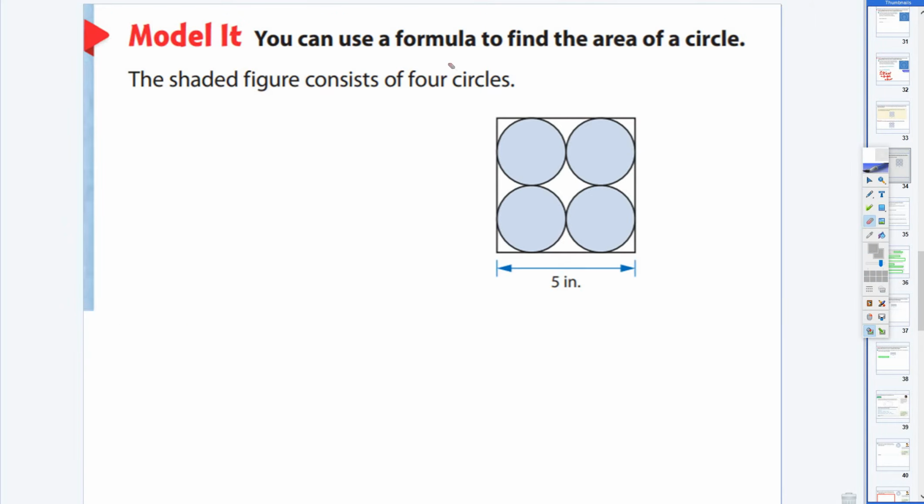Let's model it. You can use a formula to find the area of a circle. The shaded figure consists of 4 circles. So think about that again. If the diameter is 2.5 inches, think about how you would find the area of one of these circles. So take the formula area equals pi r squared. Alright, we don't have the area. Pi stays pi. And now what's the radius? If the diameter is 2.5 inches, think about what the radius would be.